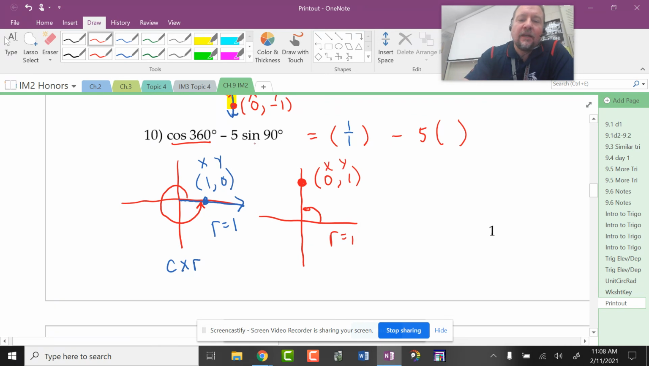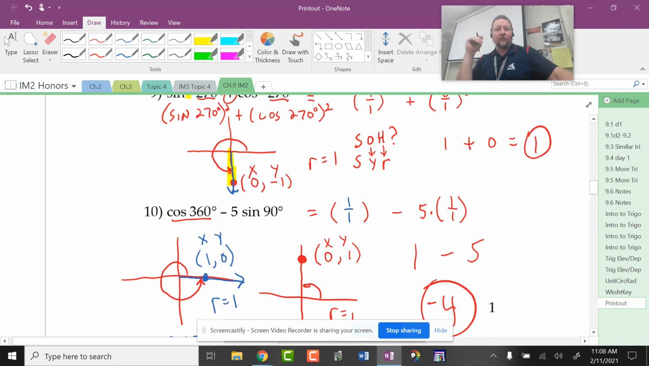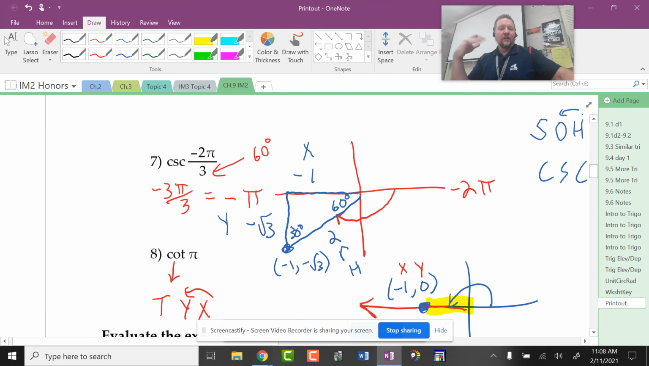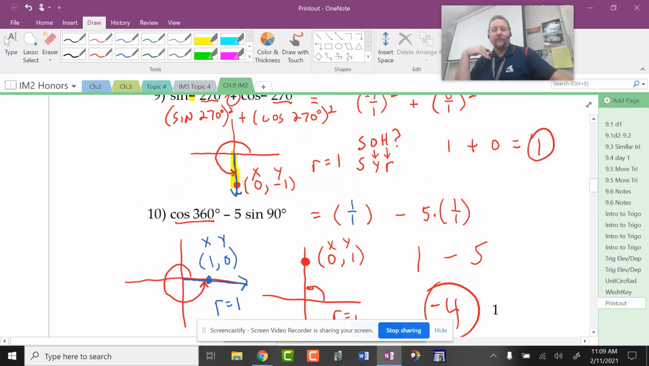And then for sine, don't forget about the 5 times. What's the sine of 90? Y over r, so we do get another 1 over 1. No squaring. It doesn't say anything about squaring. So 1 minus 5 times 1 is -4. So that's the point of that, and that's how you break it down. It is very similar to doing these, it's just now in an added expression. What do we end up getting?